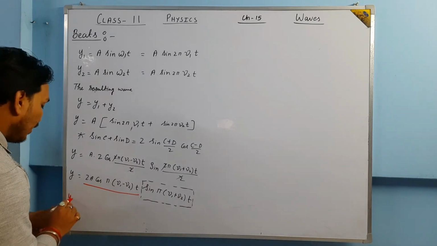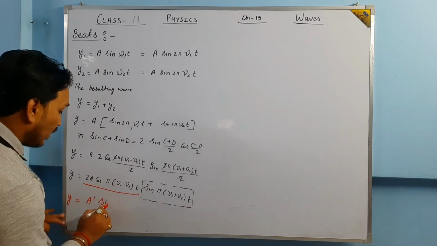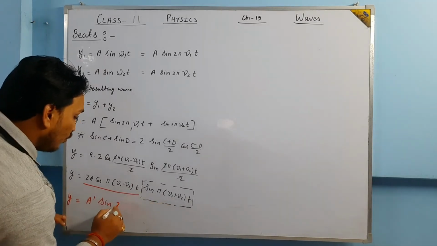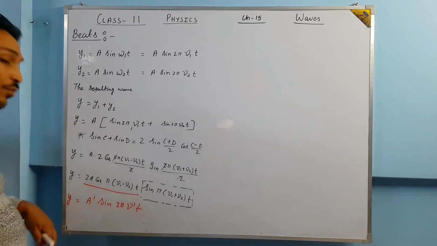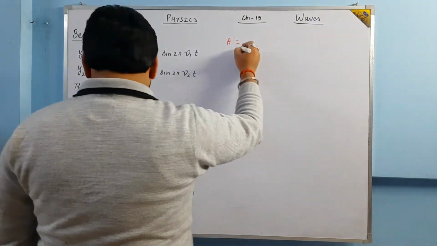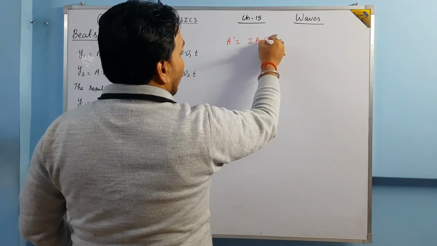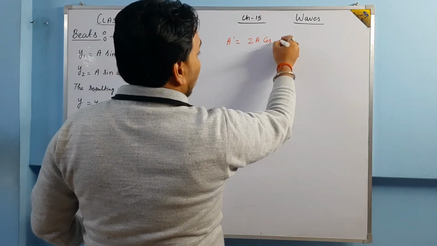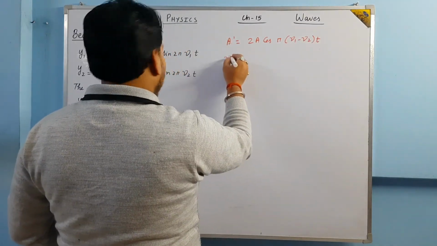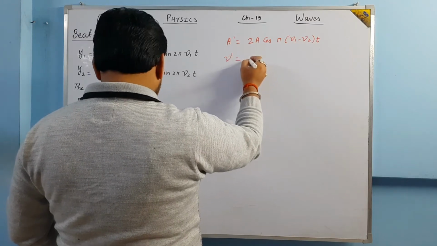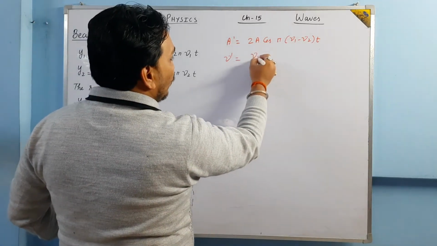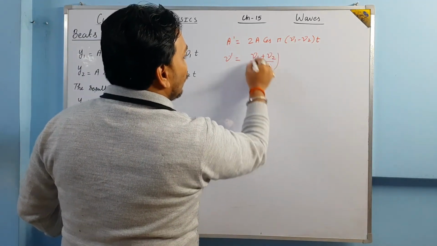If we compare it with the resulting equation A dash sine omega dash t or 2 pi nu dash t, which should be the resulting wave, from here we get A dash is equal to what? It is 2a cos pi (nu 1 minus nu 2) into t, and nu dash is going to be what? Since 2 pi is there and here that 2 is being cancelled out, nu dash is going to be (nu 1 plus nu 2) by 2.